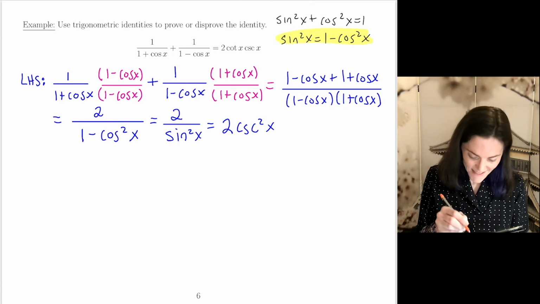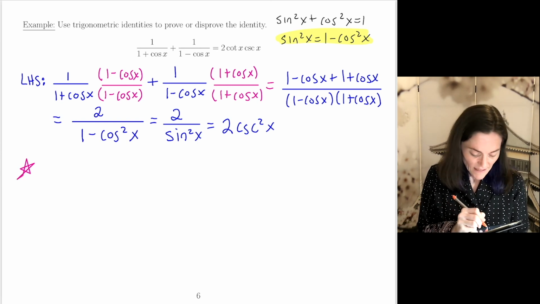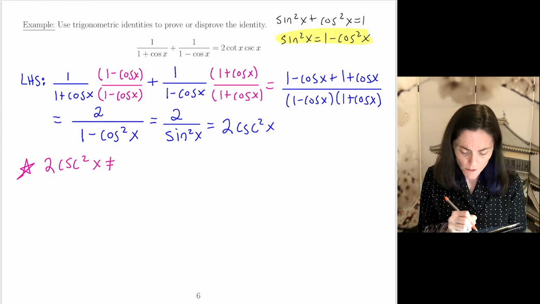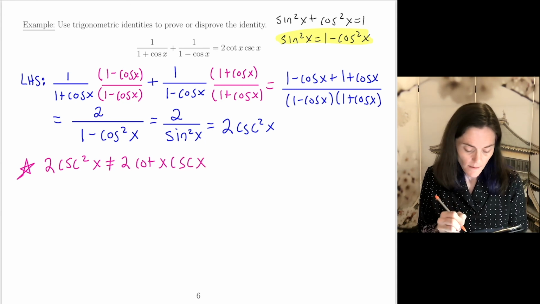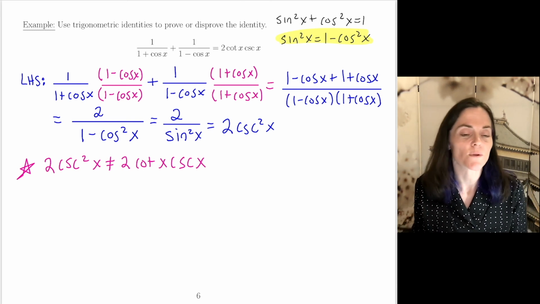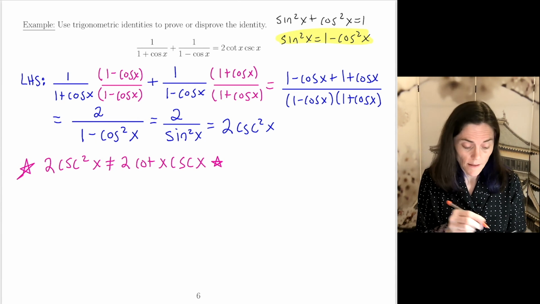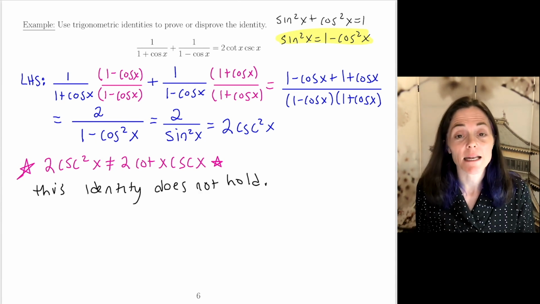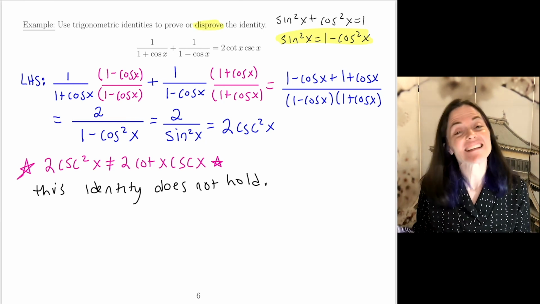Now, notice that 2 cosecant squared x is definitely not equal to 2 cotangent x cosecant x. If it was, that would say that the cotangent has to equal the cosecant, and that is not generally true. So this identity does not hold. Okay, it is not a trigonometric identity. So what we did in this was we disproved it. Now we can take this further.